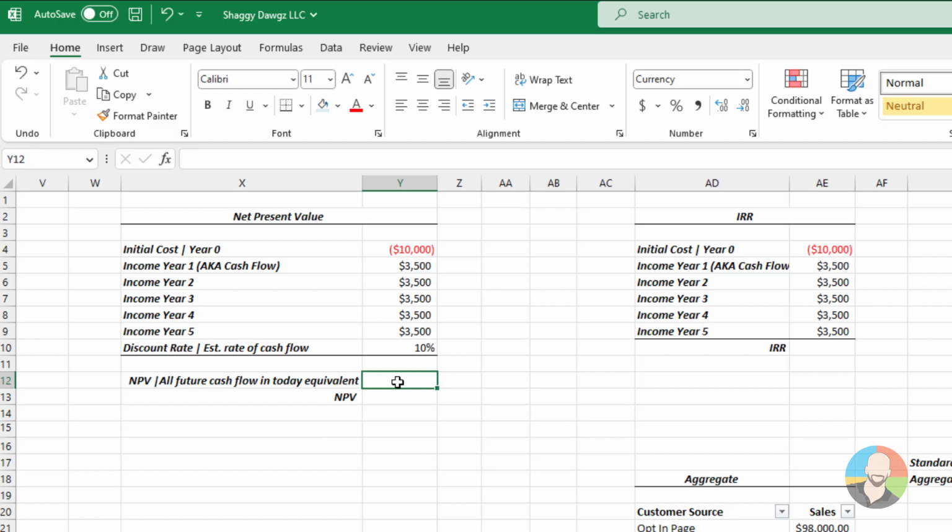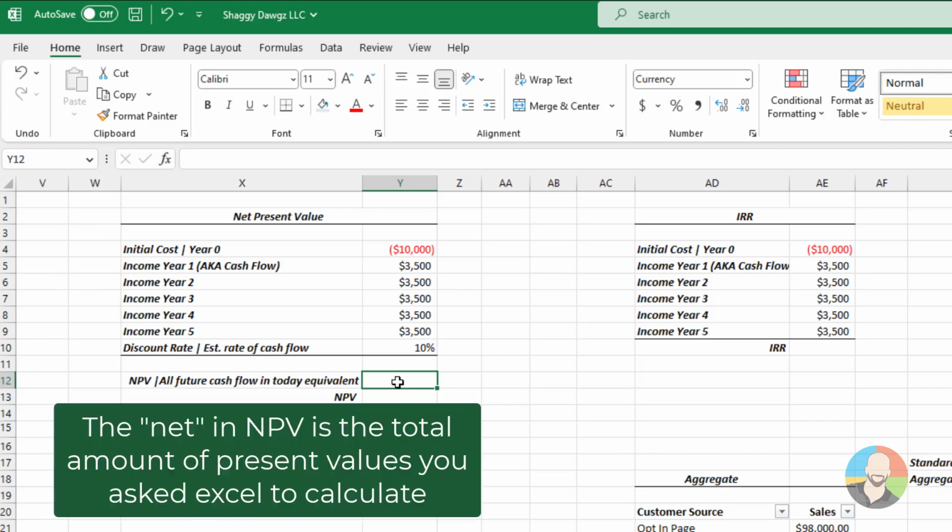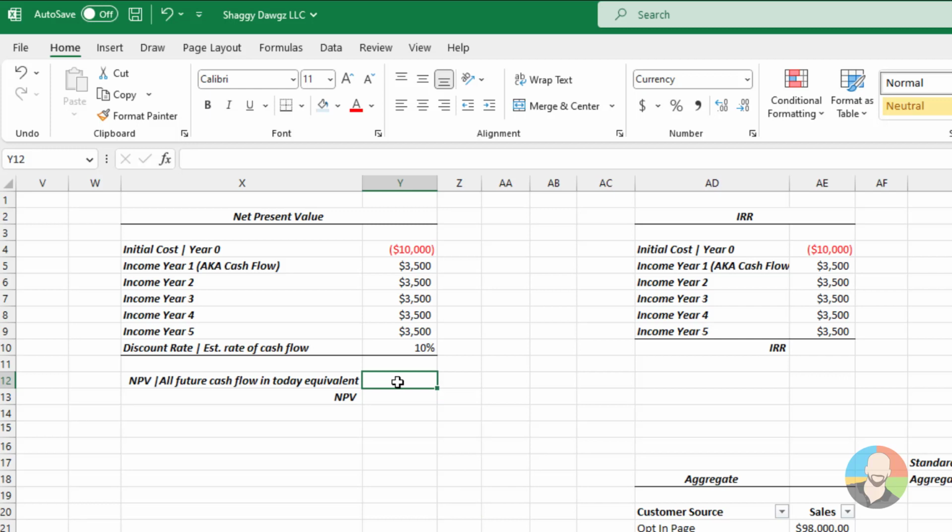When we ask Excel to calculate the NPV, it will look at our projected income for each year. It will then calculate the present value for those individual years, add them up, and give us the total of all those present values. Put another way, it will figure out the present value for year 1, year 2, year 3, etc., add up all those results, and show them to us. So the net in net present value means the total of all the present values you asked Excel to calculate. In this case, it will be 5.